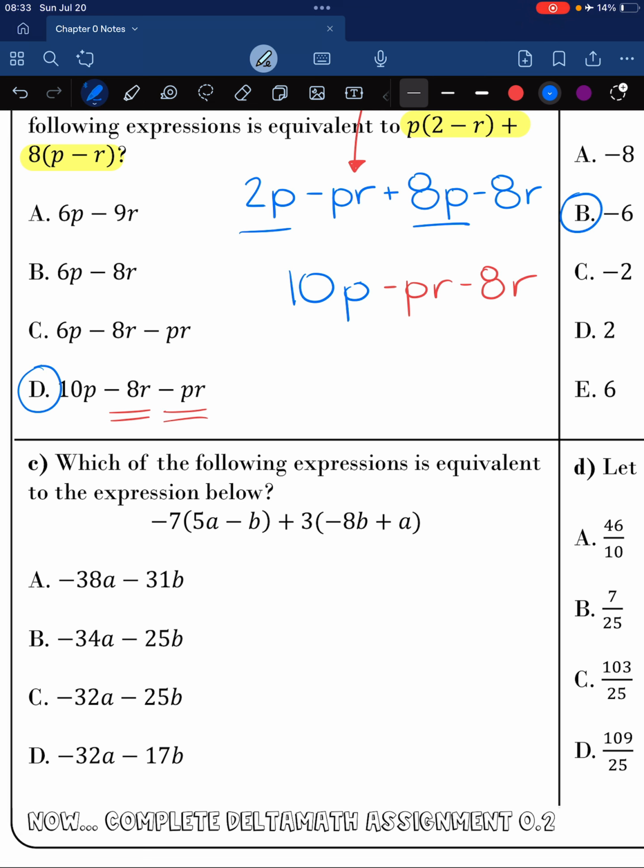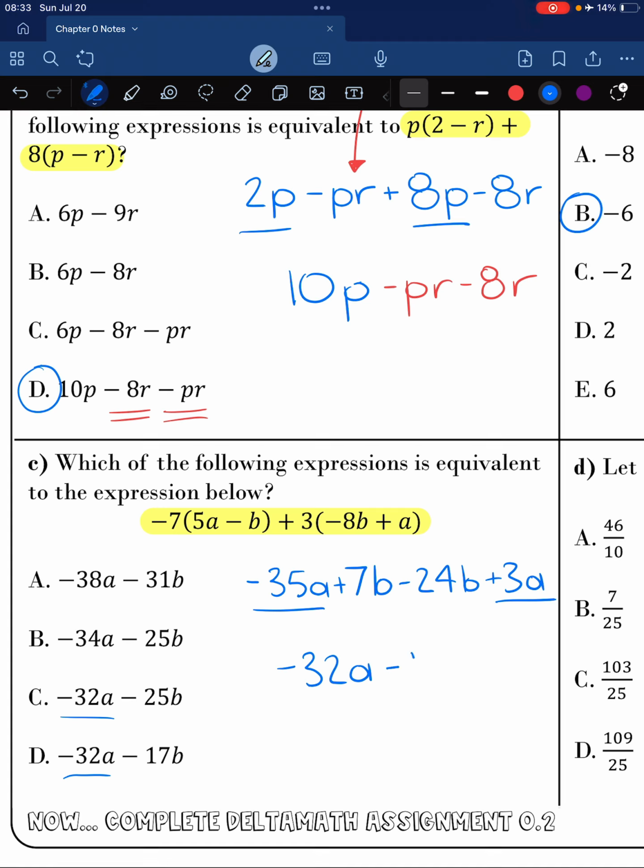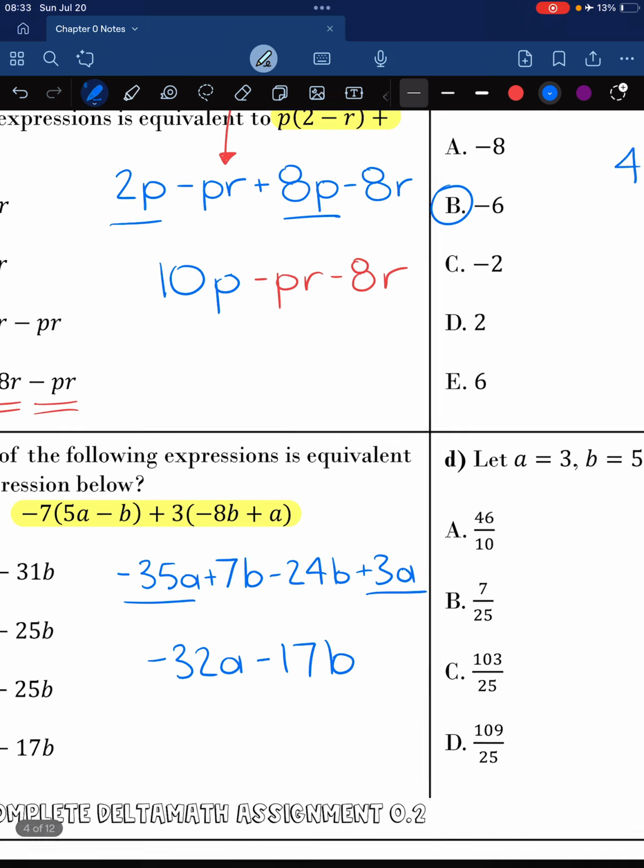Okay, which of the following expressions is equivalent? We did not need to read that. We could have just glanced down here and said, oh, looks like I'm combining like terms. Let's do that. Negative 35a plus 7b minus 24b plus 3a. There's two like terms, negative 32a. Glance through my options. Oh, there's two of them, so I do need to keep solving. And then it looks like we have a minus 17b left. So D.